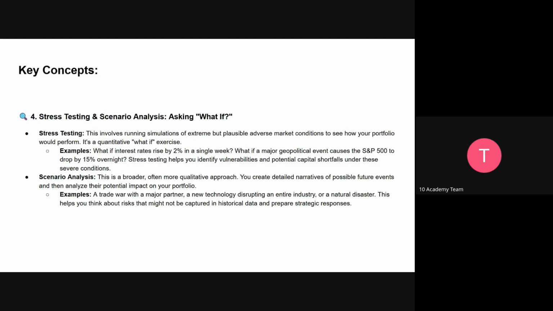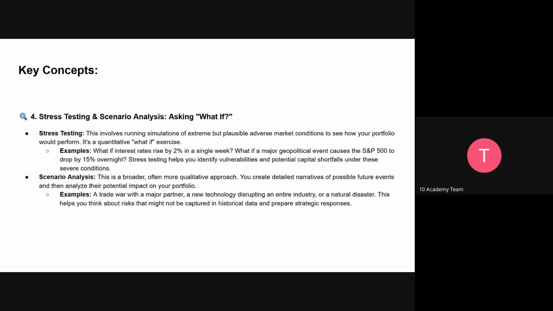What do we mean by stress testing and scenario analysis? As we mentioned earlier, we're going to have scenarios that will definitely affect our business or the finance or that specific stock market in a bigger form. So stress testing involves running simulations of extreme but plausible adverse market conditions to see how your portfolio would perform. It is a quantitative what-if exercise.